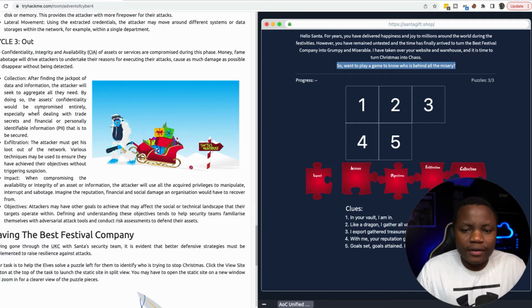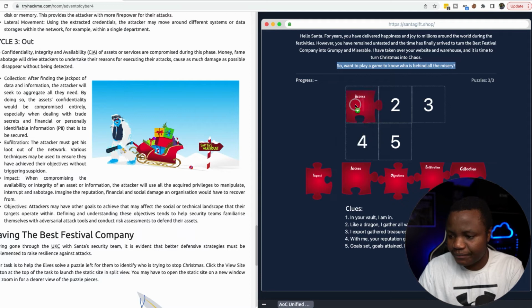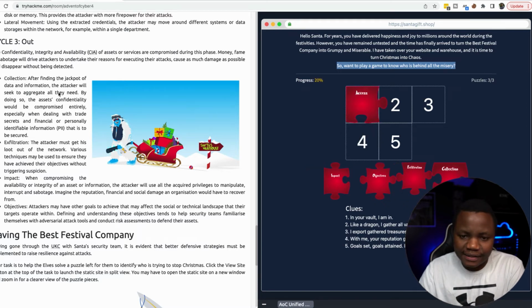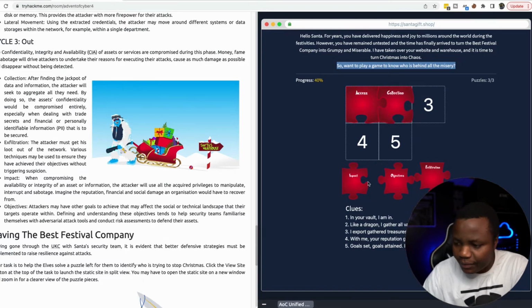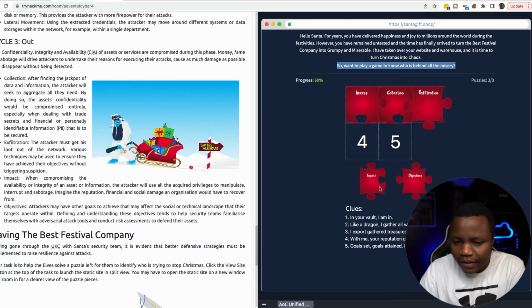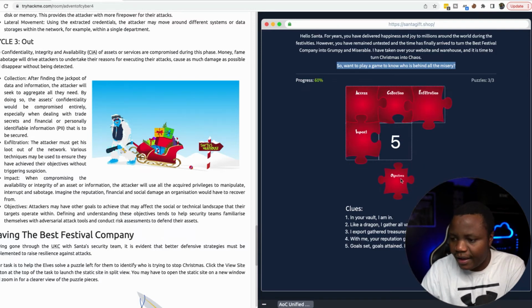In cycle three, the CIA triad of assets or services are compromised during this phase. Money, fame, and sabotage will drive attackers to undertake their reason for executing the attacks. So we'll go through these. Right here, they need to first gain access. Then once they have access, they start collecting their loot. After collecting, we exfiltrate. Then after we exfiltrate, we have impact and objectives.